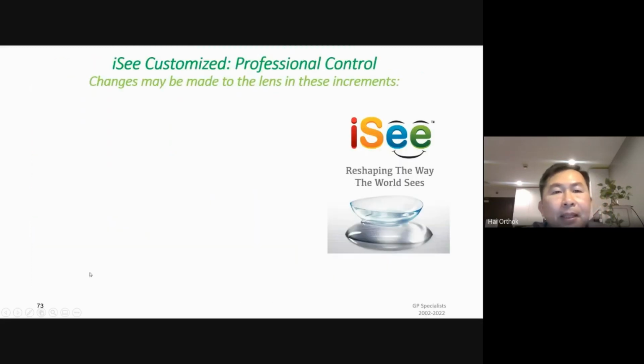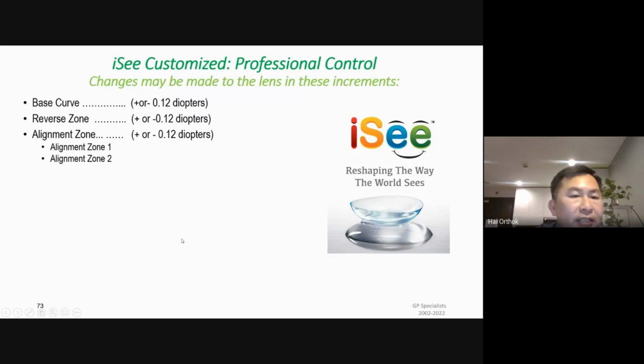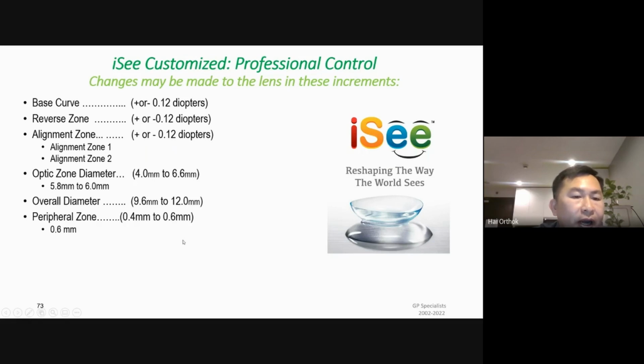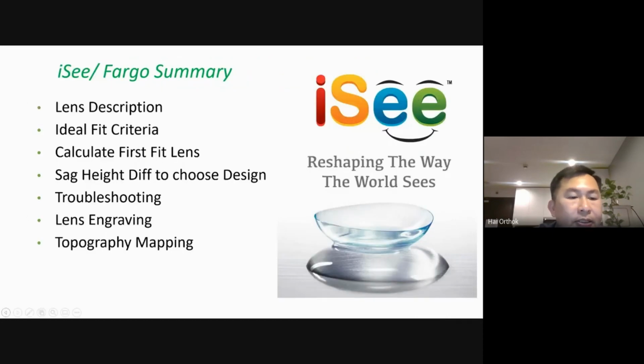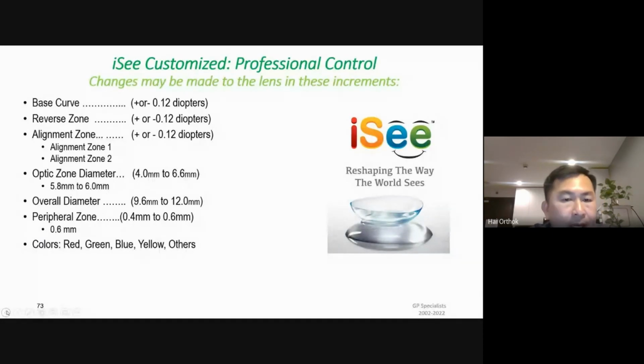Well, IC Customize is professional control. You can control the base curve, reverse zone, alignment curve, optic zone, overall diameter, peripheral zone, and also color. So whenever you need a customized IC lens, you can specify all of these values and just provide us the numbers that you order, and we can do it for you.